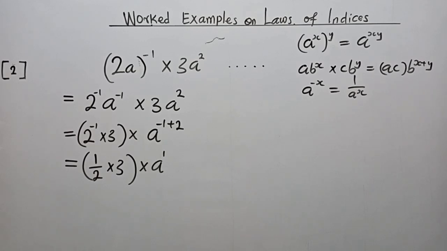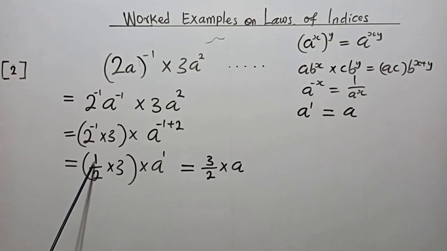What happens next? We are supposed to get one figure from this bracket. Currently we have 1 over 2 and 3. The two of them should multiply to give us just one figure. What is it going to be? And afterwards, we unite what comes out of this bracket with this a to the power 1, which eventually is equal to a. Let's see.